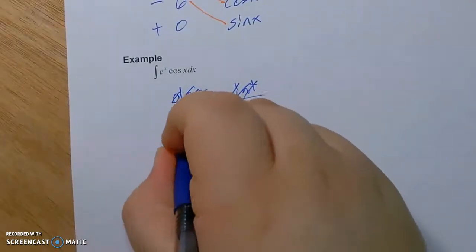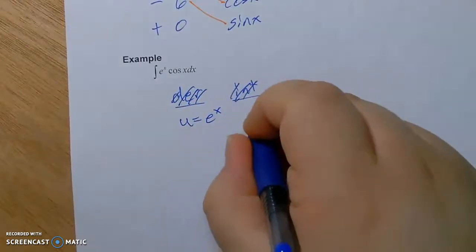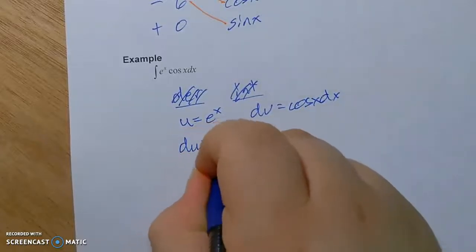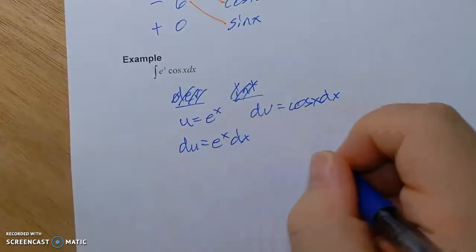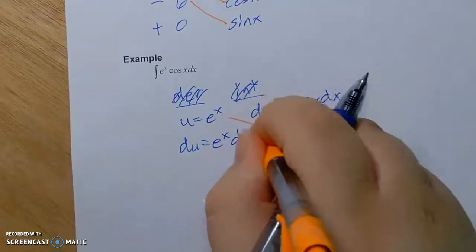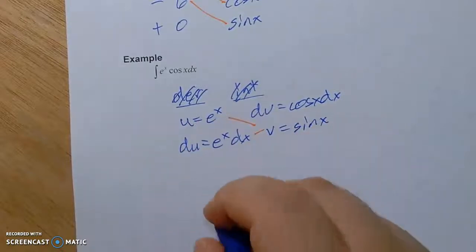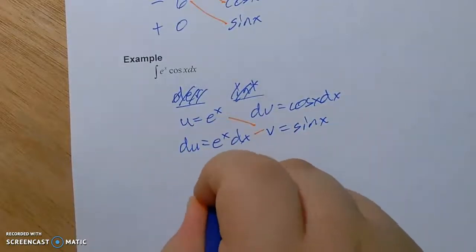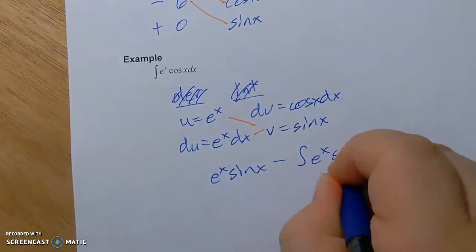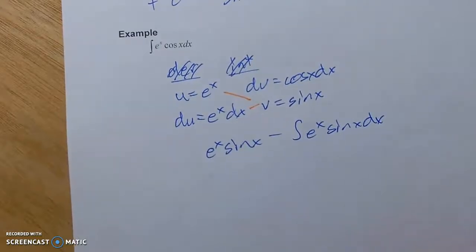Let's just try. Let's say u equals e to the x, dv equals cosine x dx. Derivative, that's easy. Integrate, we get v equals sine x. Product, and integrate that product. So we get e to the x sine x minus the integral of e to the x sine x dx. We're not quite there, but let's do it again.